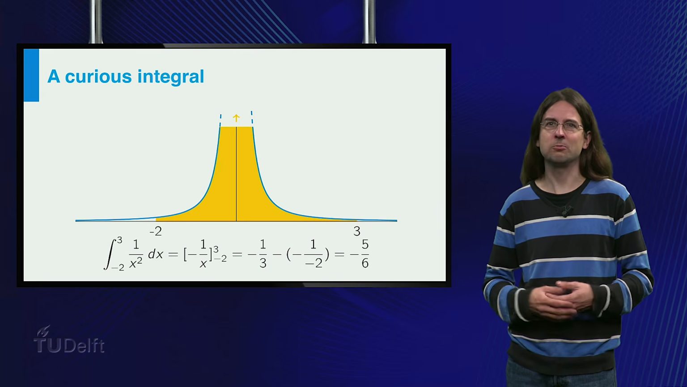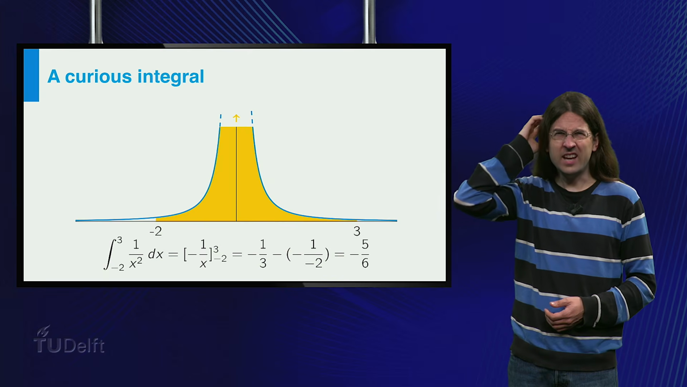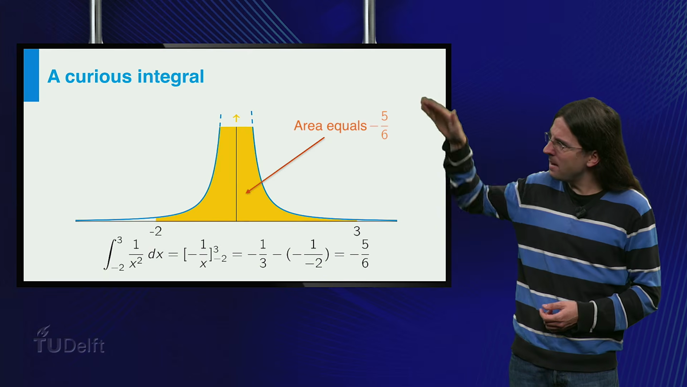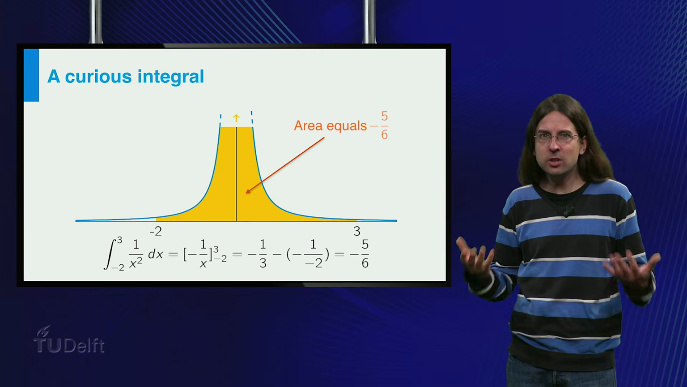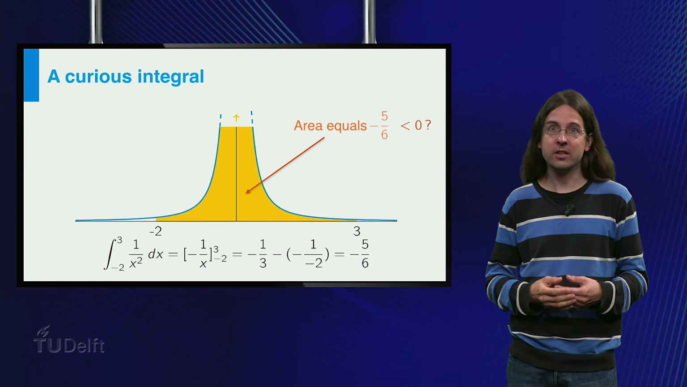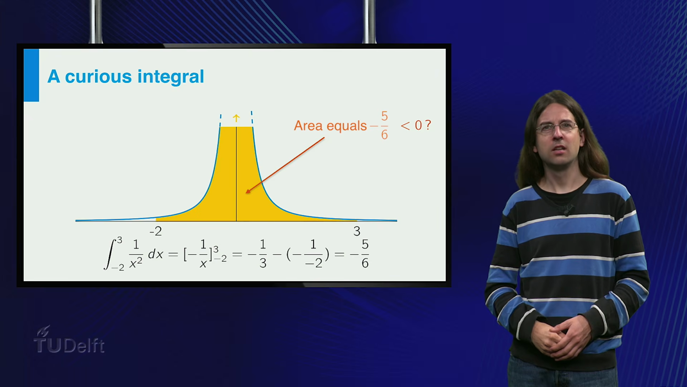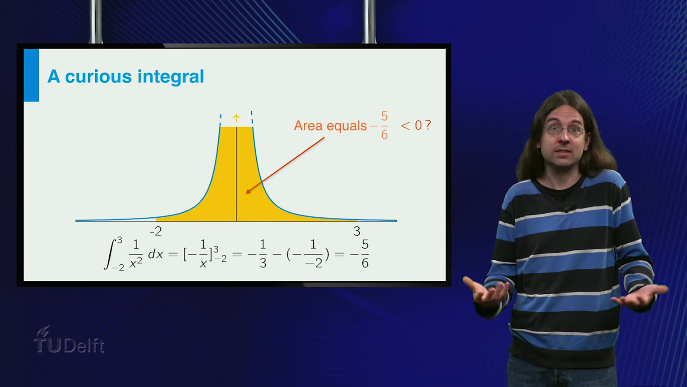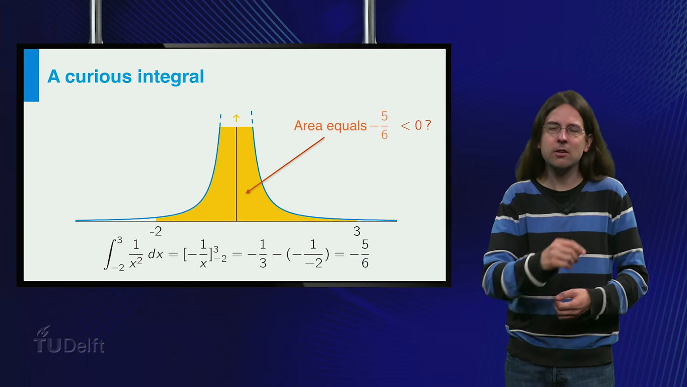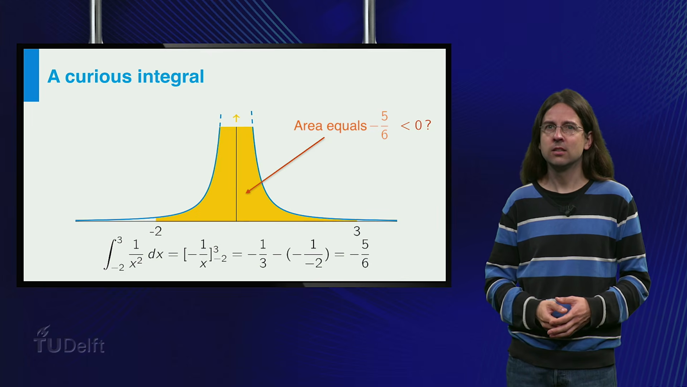That was not so hard, was it? Wait. The area is clearly above the x-axis. That's positive. So the value can't equal -5 over 6. Something must be off. You might think I just missed a minus sign somewhere, but if you check the calculation carefully, you'll find that there are no errors there. So what's up?